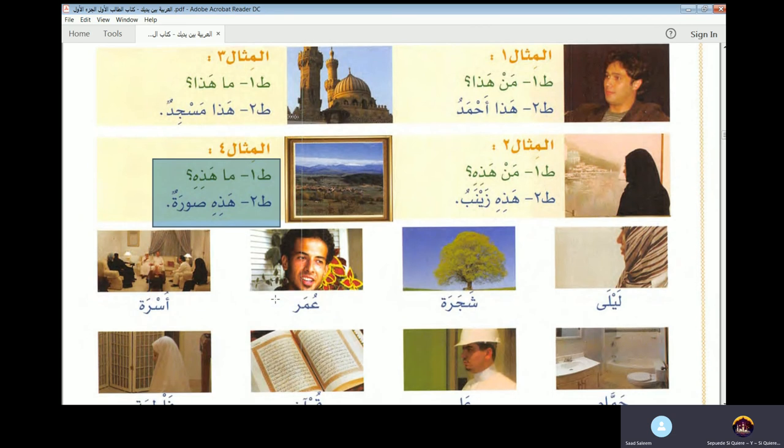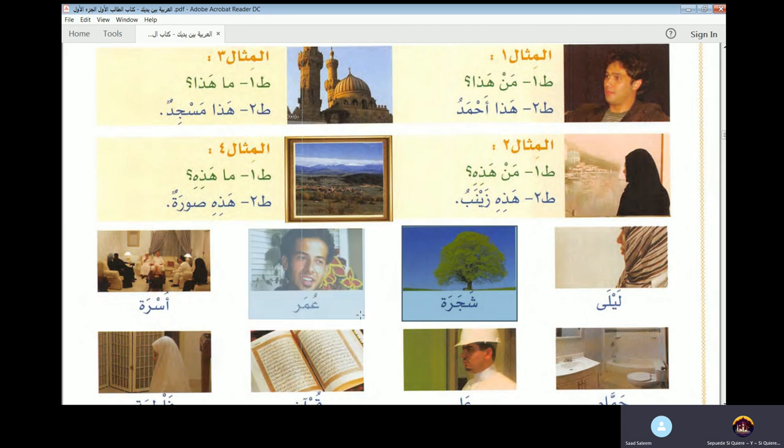Ma hadihi, what is this? Hadihi suratun. This is a picture. Layla is her name. Man hadihi Layla? Who is this? This is Layla. Shajaratun. Ma hadihi? What is this? هذه شجرة. This is a tree.